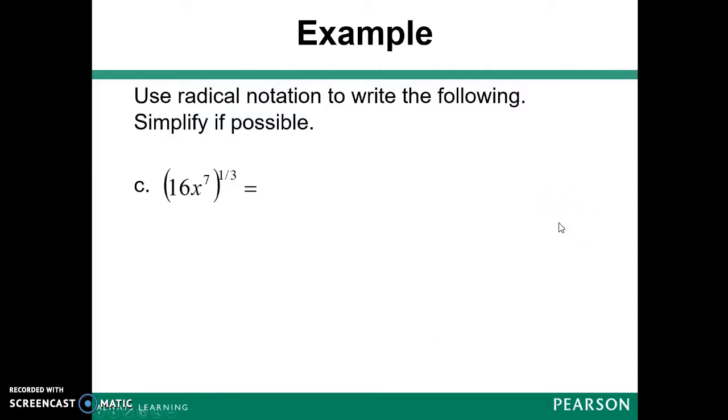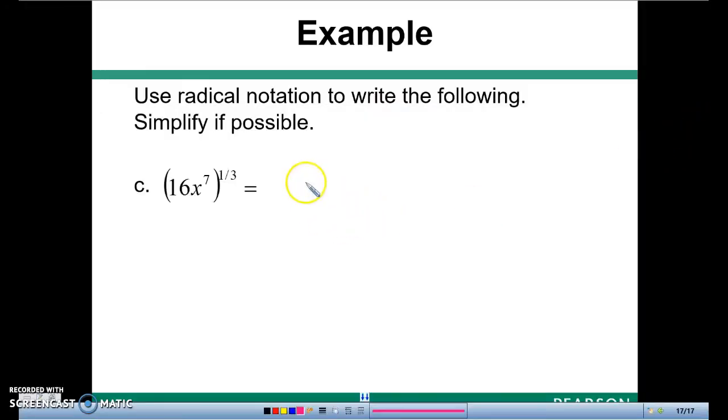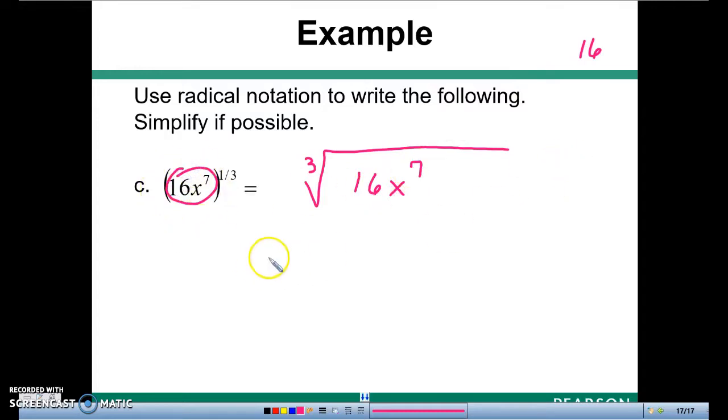All right, what about this one? I'm going to use slow and steady. What's my index? Yeah, 1 over 3, my index is 3. 16, I'm going to go ahead and write it like this so you can see that this whole thing right here is my radicand. Now let's do slow and steady.